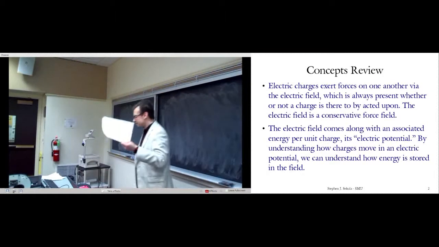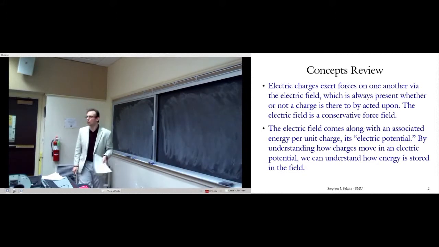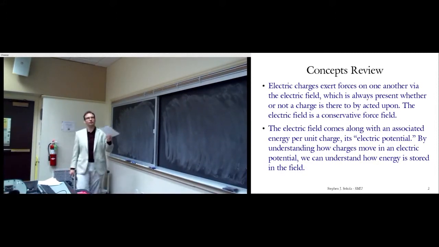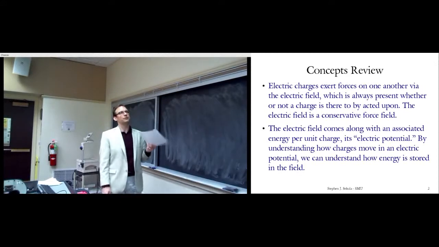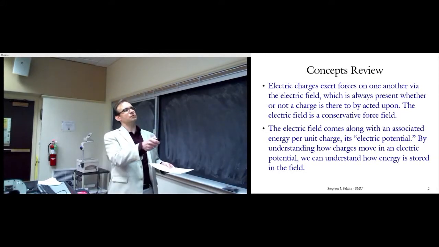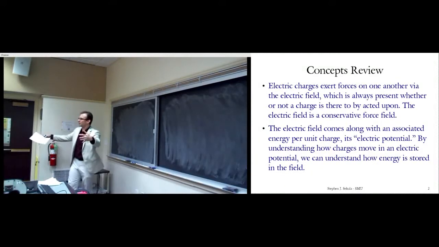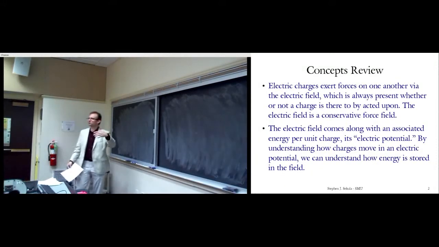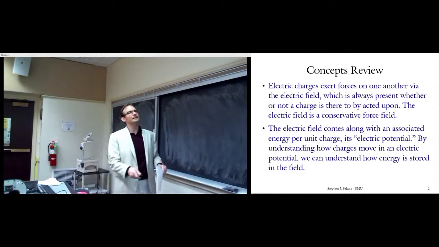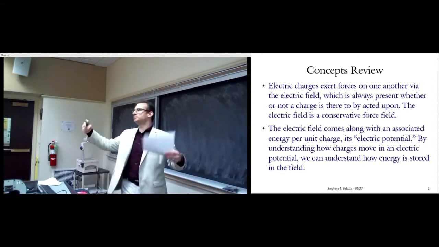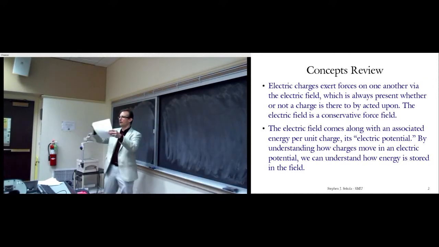All right, so again, concepts. What are the concepts that underpin the course so far? There's this thing called electric charge. There are two kinds. They exert forces on one another. They do this through an electric field that reaches out from the charges and fills space around the charge and exists whether there are other charges there or not. All right, so as long as there's one charge present someplace where you're looking, there will be electric fields.